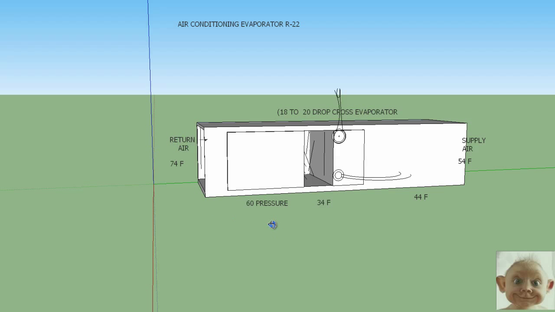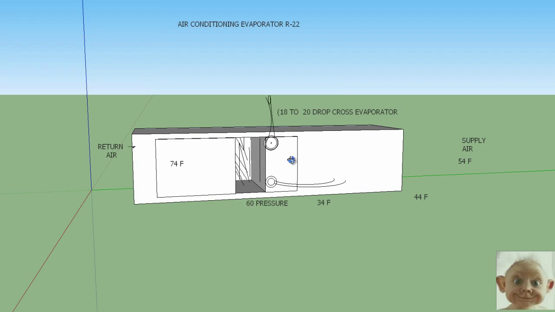Your pressure should be around 60, you know, 68, around there, 60, 65, 68 I would take it. Your temperature in this suction line over here should be around 34, 39, around there, okay? The temperature in the evaporator coil over here should be 34 degrees.